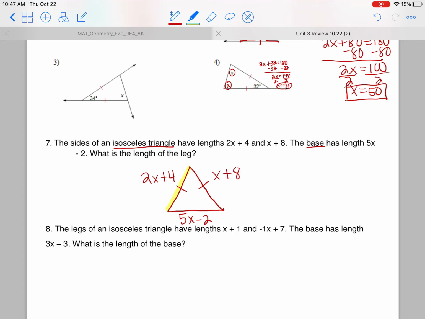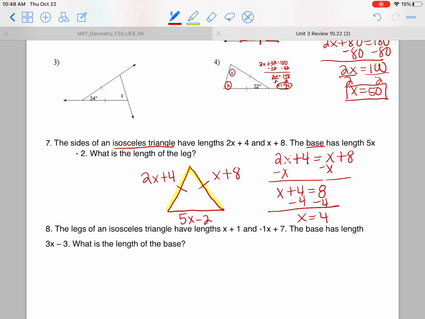Here we know that the sides that are congruent will be called my legs, or the legs of the triangle. So here, in order for us to solve for x, we need to set up an equation. And the two expressions that we must set equal to each other are those expressions that are representing the legs. So we're going to do 2x plus 4 equals x plus 8. I'm going to go ahead and subtract, and we're going to get x plus 4 equals 8. So we subtract 4 from both sides, and we get x equals 4.